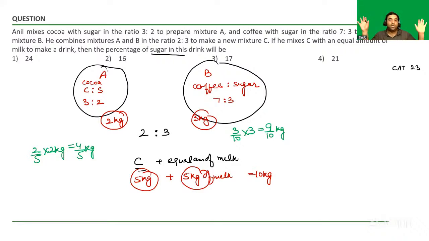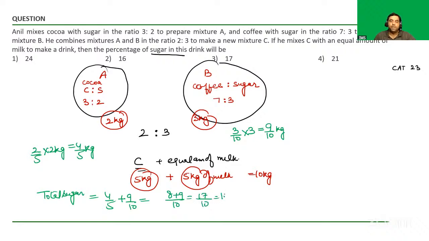I'm least worried about the other things, but yes, the sugar is there. So therefore, the total amount of sugar when I combine is equal to 4 by 5 plus 9 by 10, which can be rewritten as, after taking an LCM of 10, 8 plus 9, which is going to be 17 by 10, which gives me 1.7 kg.